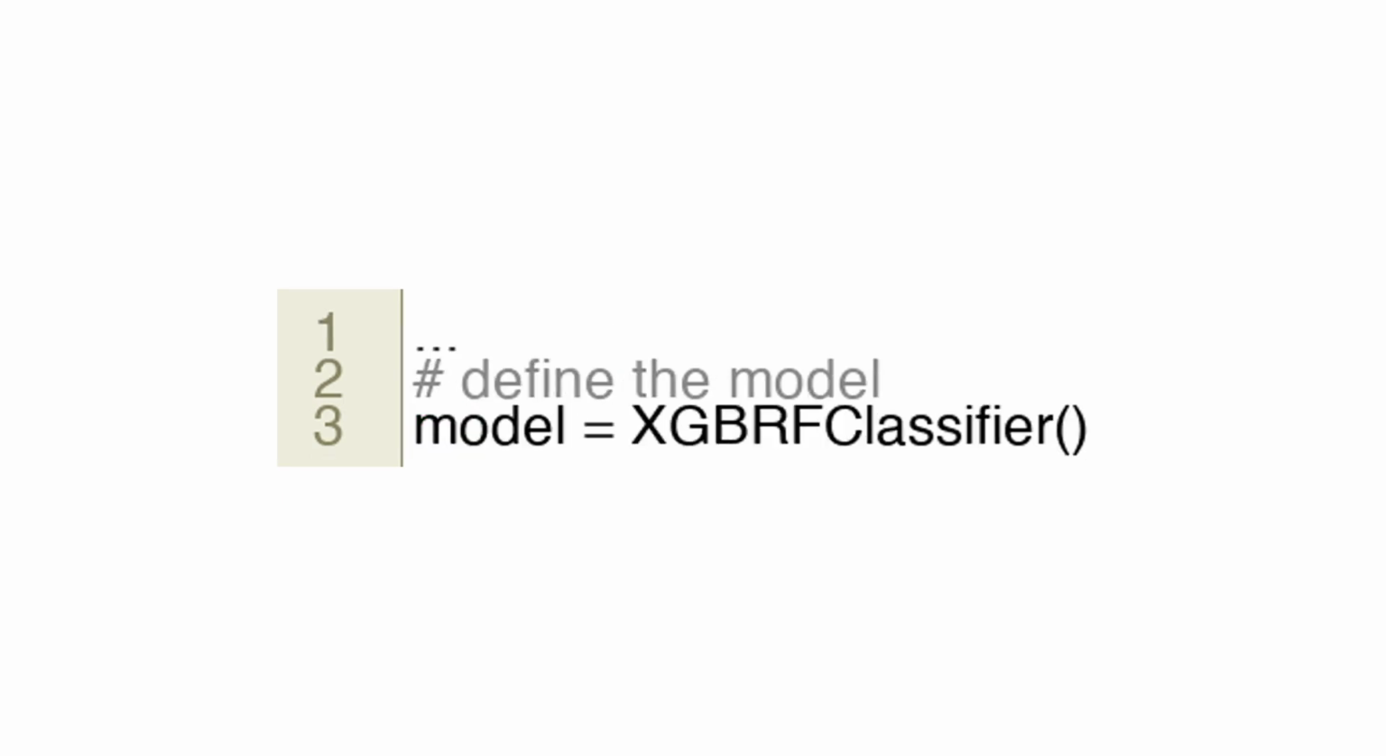They are the XGBRFClassifier and XGBRFRegressor classes for classification and regression respectively. The number of trees used in the ensemble can be set via the n_estimators argument, and typically this is increased until no further improvement in performance is observed by the model. Often hundreds or thousands of trees are used.